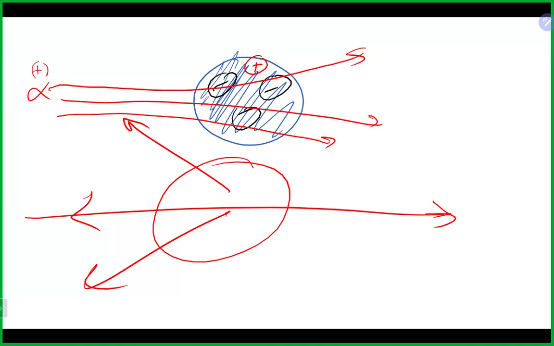That was really surprising based on the plum pudding model, because they felt the positive charge should be spread out. The particles should have no problem passing through, with some deflection. But what they saw was, again, most went through no problem, most were undeflected, and every so often some bounced off at really, really large angles.